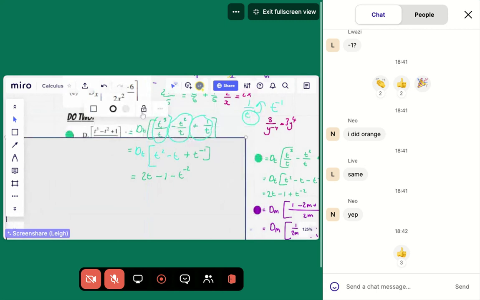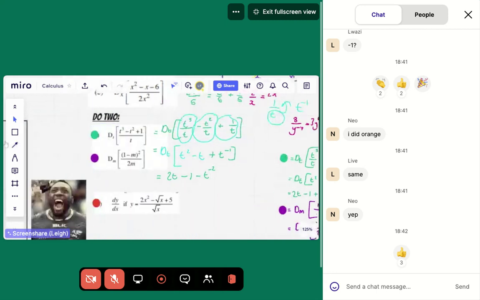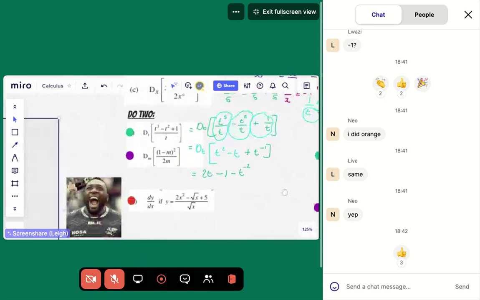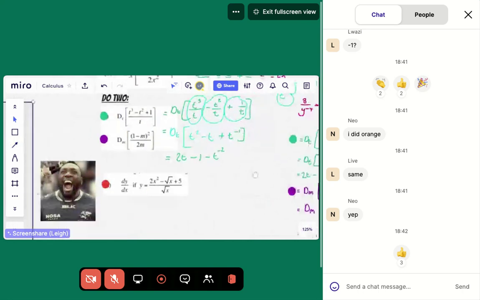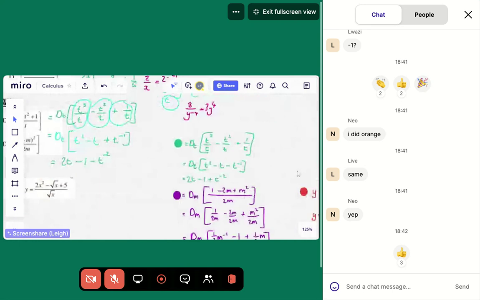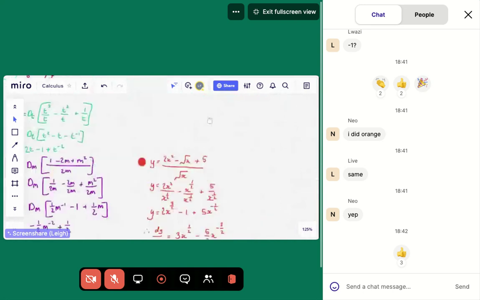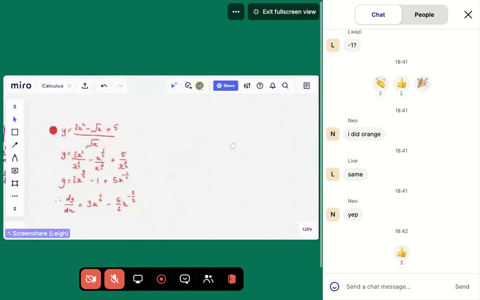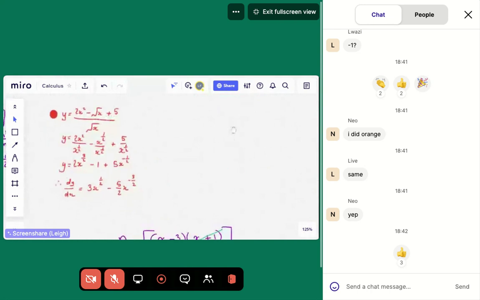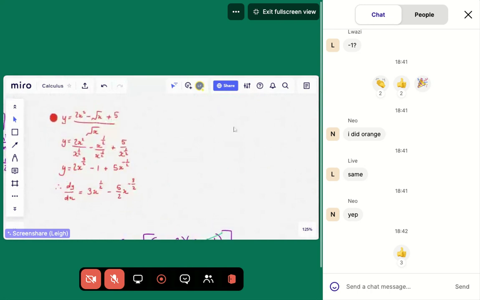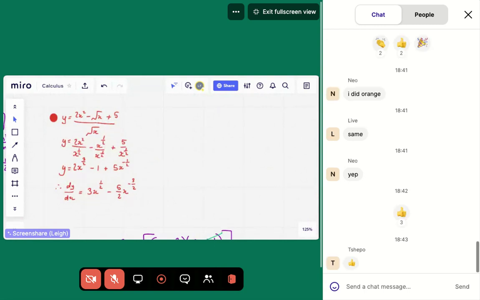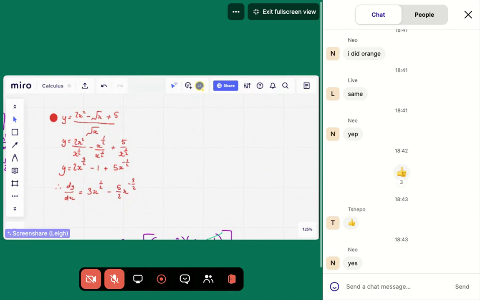Let's just get rid of this block. Okay, the block's gone. And very quickly, just going to try and hide the purple one. There we go. Okay, so Neo and Live, have a look at that. Did you get the same answer as me? Hope I didn't make any mistakes.